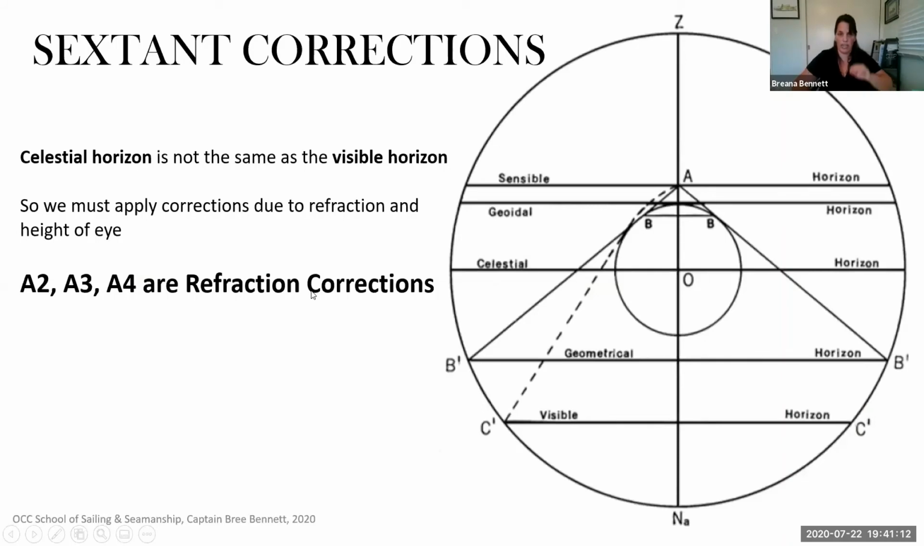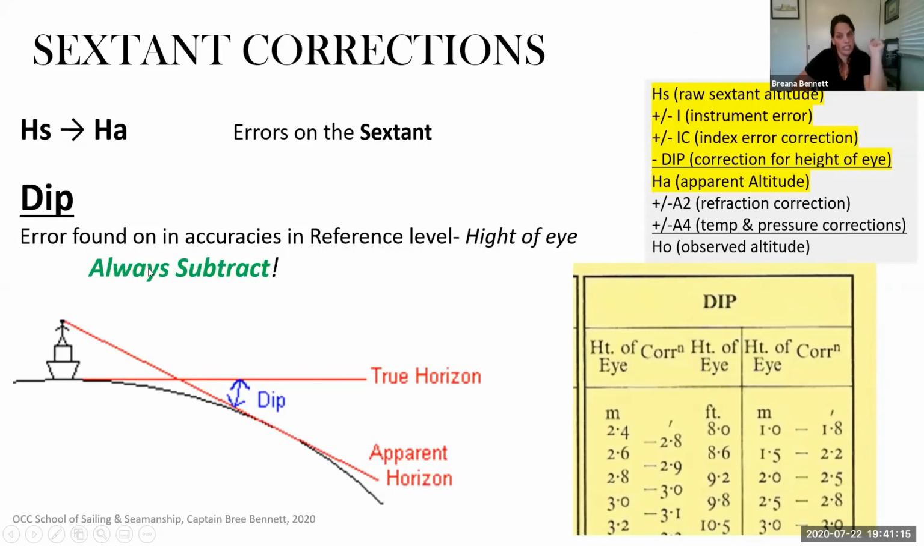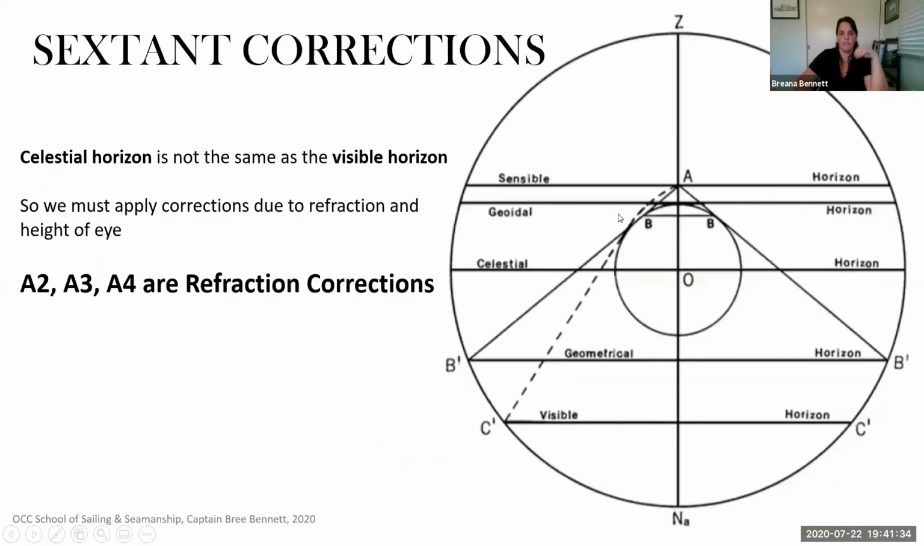Okay, so that was dip. Oh, okay, and we always subtract our dip. It does give us that little negative sign there, but we do always subtract it. Okay, so then that's our apparent altitude. Then we're gonna move into our horizon or atmosphere corrections. So that's where we have our refraction, or I like to call them just the refraction corrections, our A2, 3, and 4.